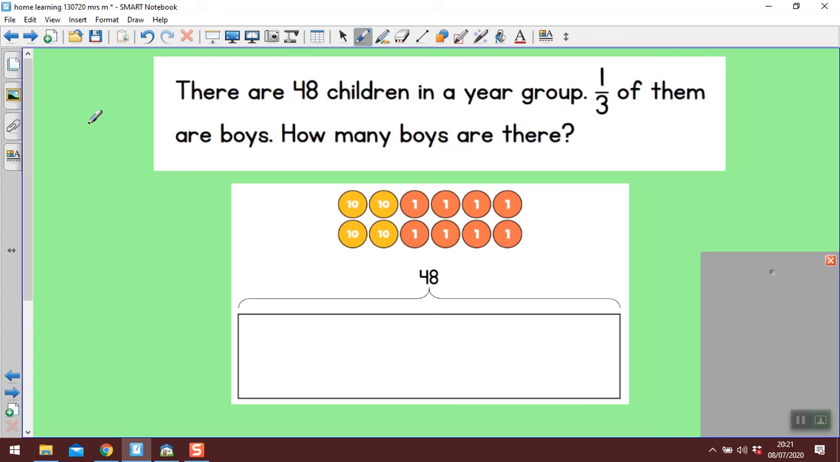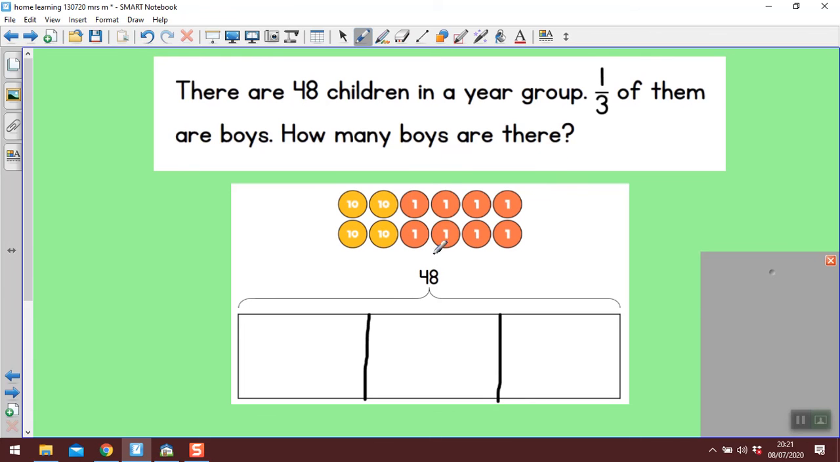Okay, the question is slightly different now. There are 48 children in a year group. 1/3 of them are boys. So how many boys are there? I've got my place value counters. It's still 4 10s and 8 1s. If I need a third, what do I split my bar model into? It's got to be 3 equal sections.